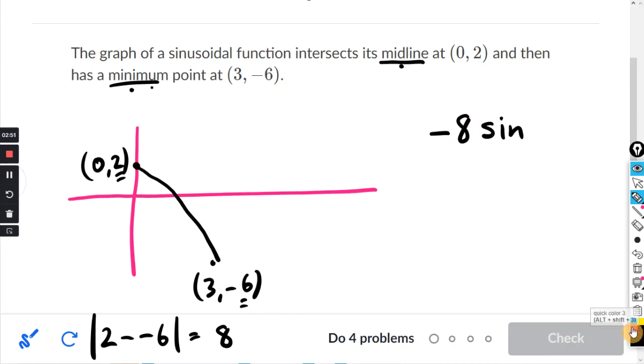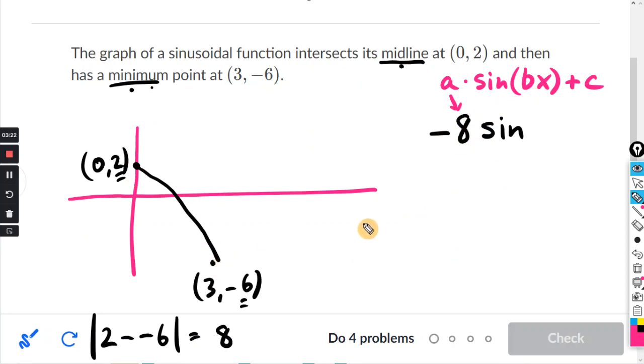I'm sorry, let me give you the equation here. We're looking at A times sine of bx plus c. The absolute value of A is the amplitude, but amplitude is always positive, but we know A is negative because it went from midline to minimum.